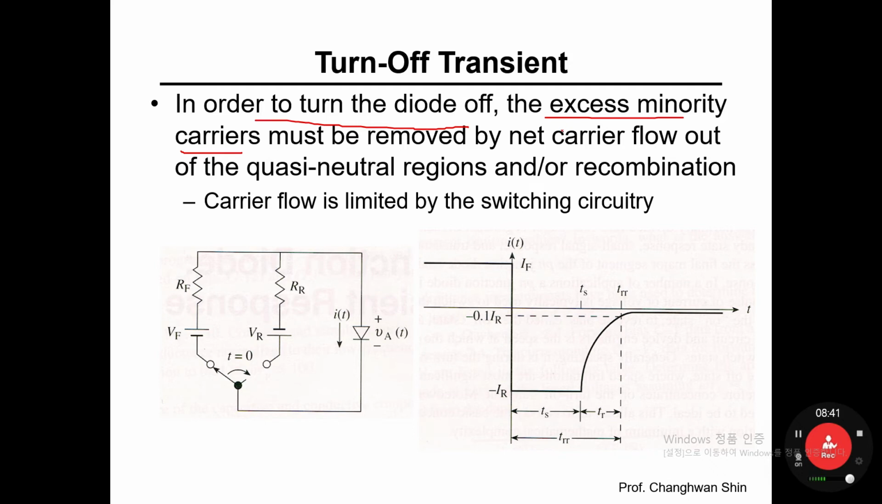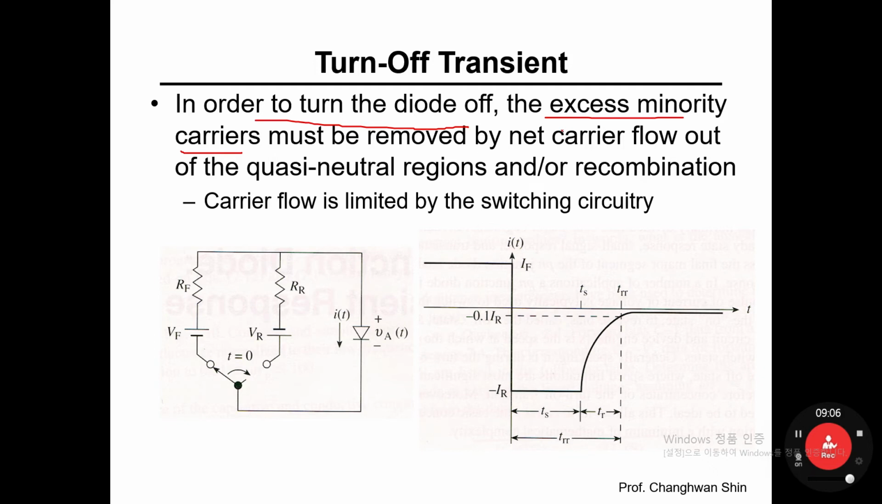Okay, so in summary, there are two approaches to remove the stored excess carriers in a PN diode. Number one, you can force a certain amount of carrier flow out of the quasi-neutral region, or number two, you can let the recombination event happen in the quasi-neutral regions.